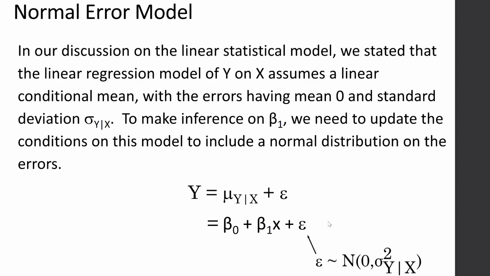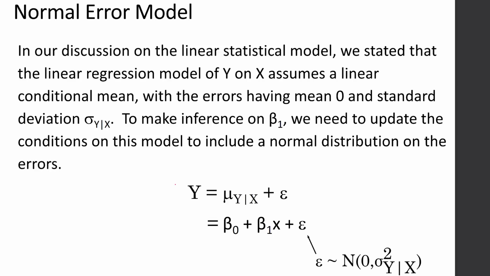Okay, so when we fit a line to our scatter plot of data, we made some assumptions on the errors. That is that they have a mean of 0 and that they vary the same no matter where you are on the line. Now we're going to add an additional assumption to this. We're going to add that those errors are also normally distributed.